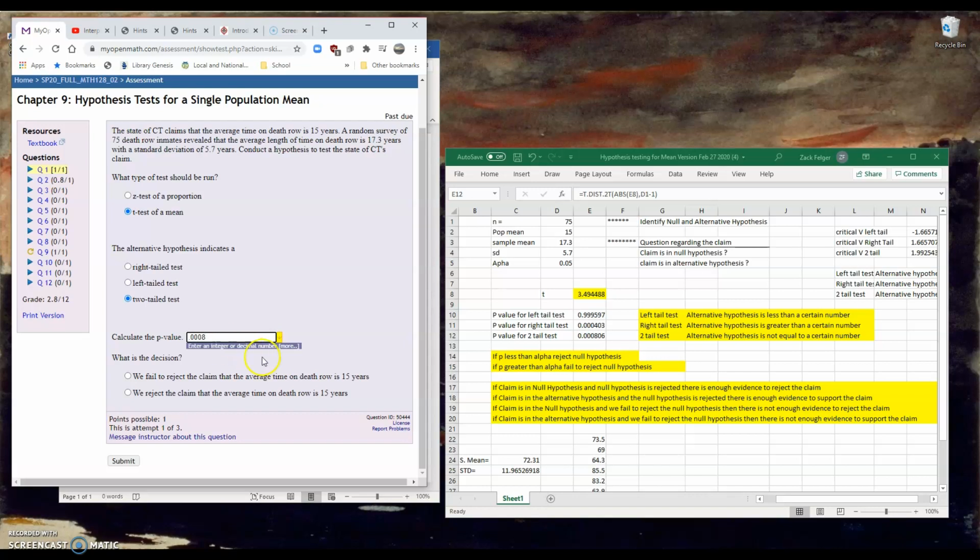0.0008. And since our p-value is less than our alpha, we can reject the null hypothesis, which another note right here gives you. So if p is less than alpha, reject the null hypothesis, but if p is greater than alpha, you will fail to reject the null hypothesis. But in this case, 0.0008 is much less than the 0.05 alpha we used, so we can go ahead and reject it.